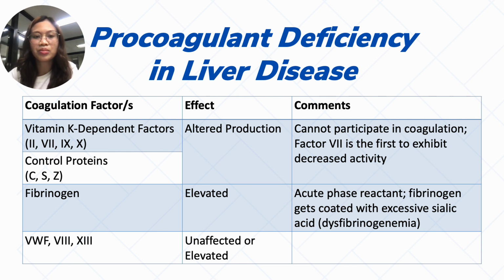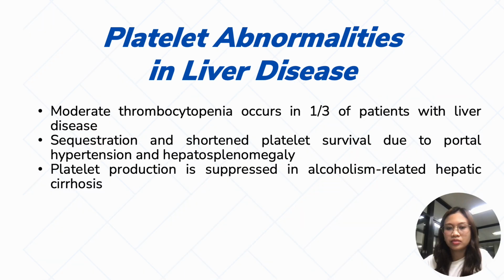Acute phase reactants are markers of inflammation that change their serum concentration in the presence of inflammatory processes. Although there is an increase in fibrinogen production during mild liver disease, the fibrinogen produced is coated with excessive sialic acid, making it unable to function normally. In end-stage liver disease, fibrinogen levels may decrease significantly. Lastly, von Willebrand factor and factors 8 and 13, which are also acute phase reactants, may be unaffected or elevated in mild to moderate liver disease or damage.